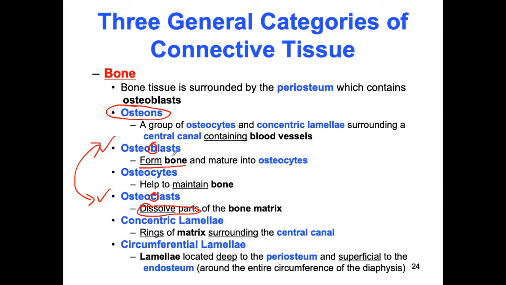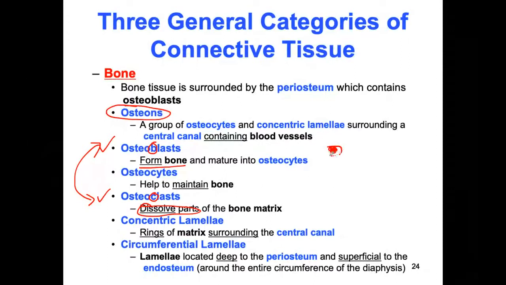So osteoblast is an immature cell that forms the bone matrix, and osteoclasts are going to dissolve parts of the matrix. Let's just say this is an osteoblast. It's going to produce matrix. And the matrix that it produces, think of the matrix as like cement. It's going to push out cement all around it.